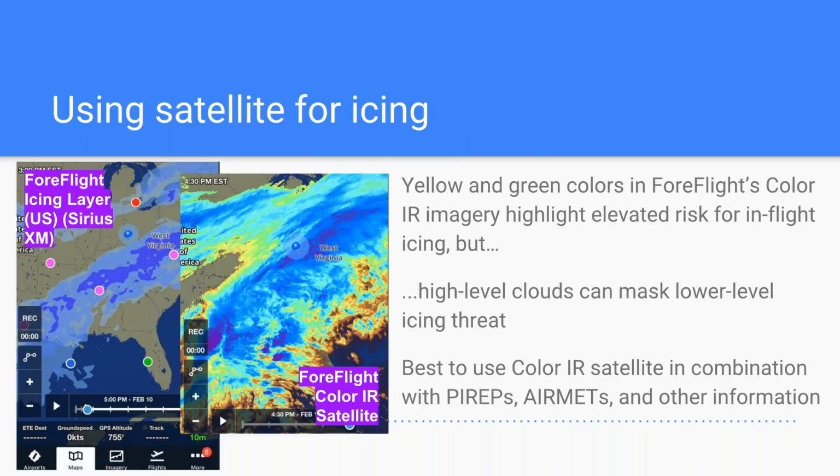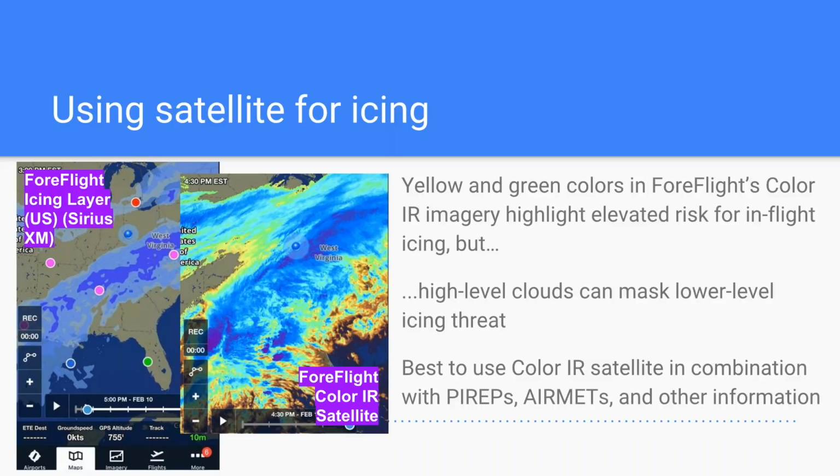Let's talk a little bit about icing. And again, if you have ForeFlight and a SiriusXM package, make sure you know what you're getting. I believe there are 4 different tiers of SiriusXM weather for ForeFlight. So this imagery is likely in the higher tiers. Make sure that your plan, if you want icing information, includes this. We're typically looking for the yellow and green colors if you're using ForeFlight's color IR imagery. That's where the highest risk for in-flight icing is.